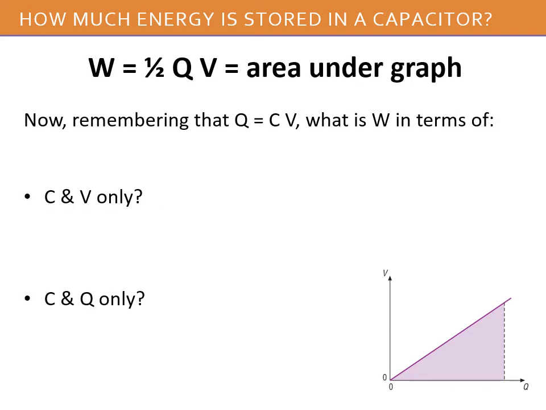By using these two equations, work done equals half QV and Q equals CV, we can do a little mathematics to change this equation in terms of capacitance and voltage only, and capacitance and charge only. Pause this video and do your little mathematics on your rough work and find out, can you make the new equation in terms of C and V only, or in C and Q only.